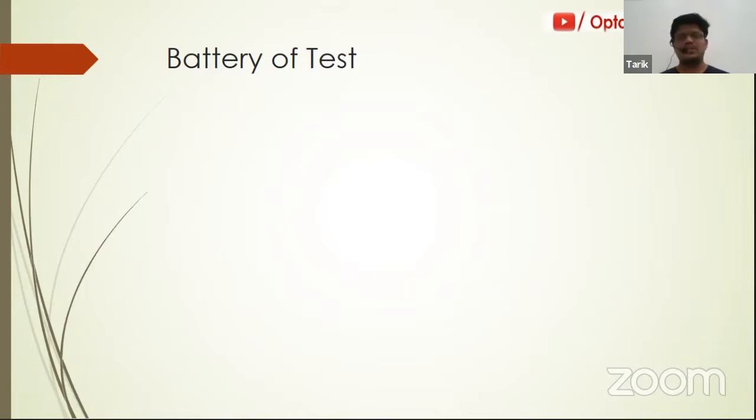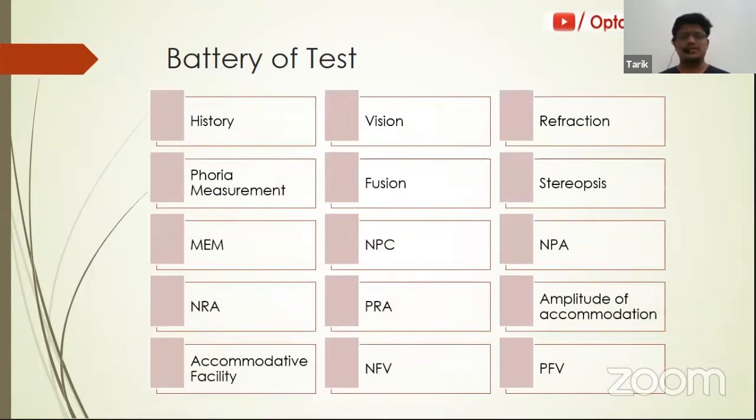A battery of tests is basically the set of tests which are generally used in your orthoptic evaluation. So these are the tests which are generally done. First of all, we start with history, but here the history is slightly different. It is not like what we take in our routine checkup. Then vision, and what role vision plays in your orthoptic evaluation. Next is refraction.